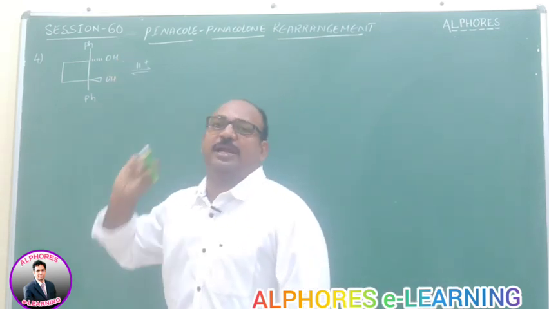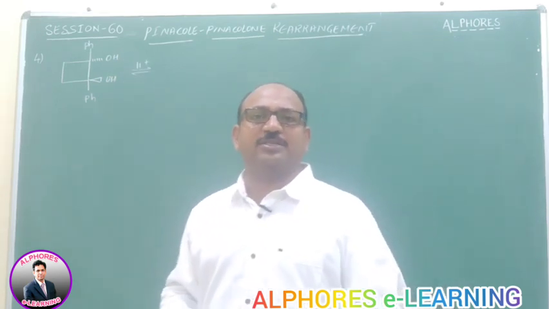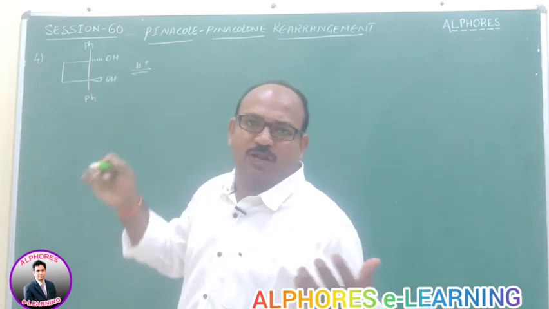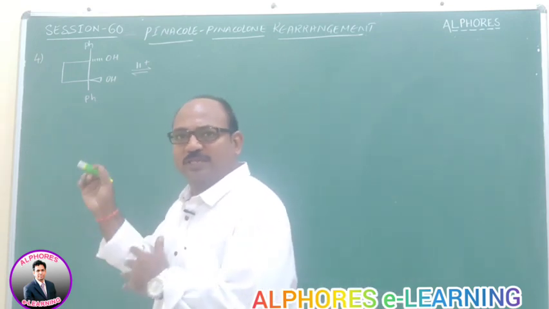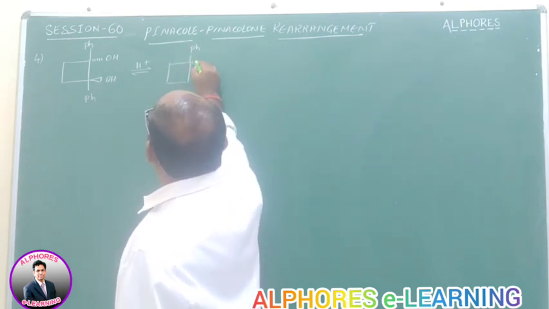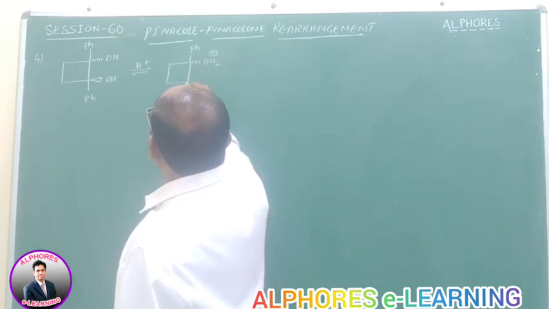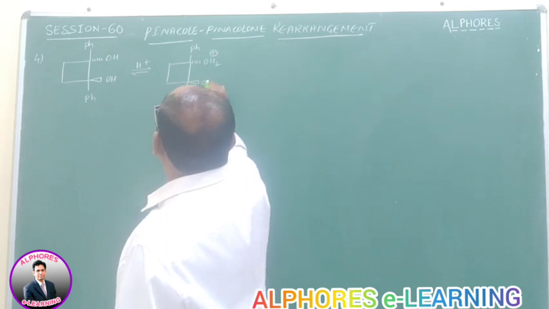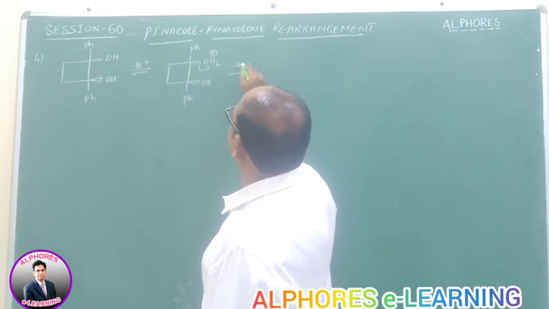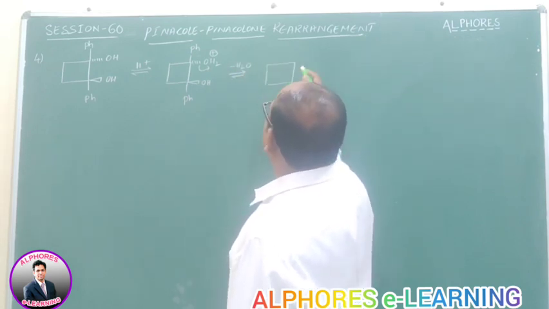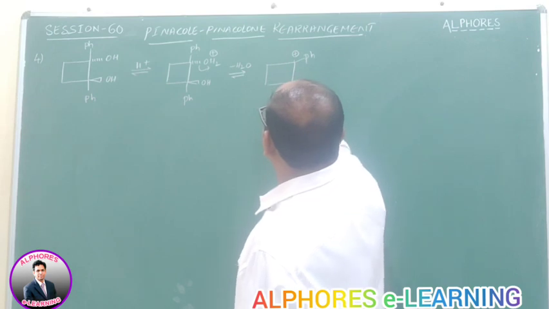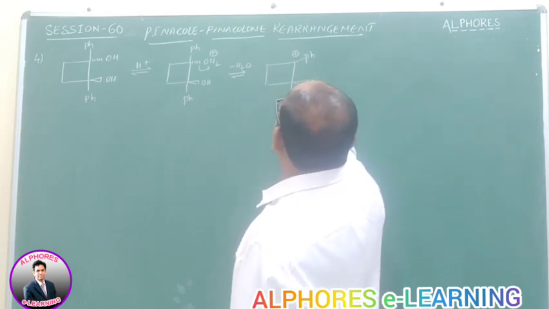H plus comes and attacks one of the OH groups, and OH converts into a good leaving group, OH2 plus. And after converting that, H2O will leave away. Obviously, one of the groups has to migrate. Let us see. We'll do the same. Here, four-membered ring, phenyl group, and OH2 plus. Here, phenyl group and OH. Now, this OH2 plus will leave away as H2O. Resultant, we are getting a carbocation, which is planar, here phenyl, here OH.